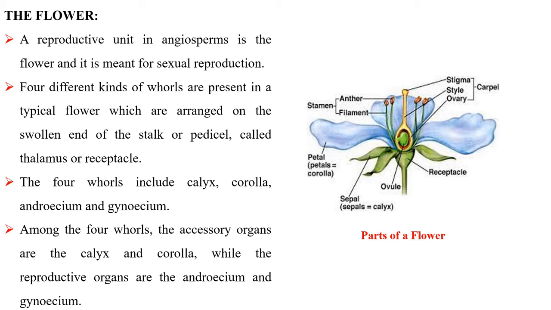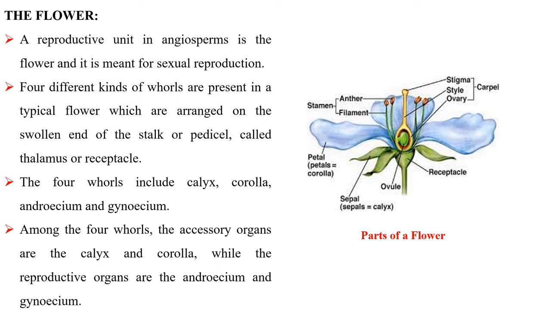The flower. A reproductive unit in angiosperms is the flower and it is meant for sexual reproduction. Four different kinds of whorls are present in a typical flower which are arranged on the swollen end of the stalk or pedicel called thalamus or receptacle. The four whorls include calyx, corolla, androecium and gynecium.